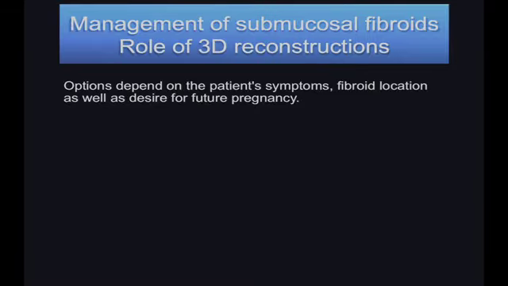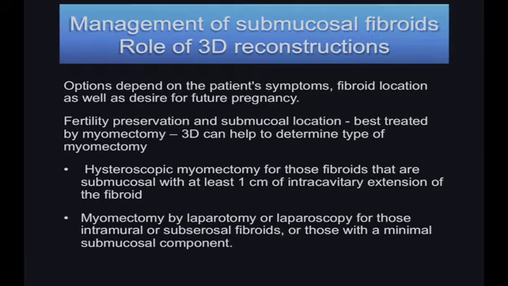So let's just talk a few minutes about the management of submucosal fibroids and what the role of 3D reconstructions would be. The options for management depend on the patient's symptoms, fibroid location, and desire for future pregnancy. And in a patient who desires fertility preservation and there's a submucosal location, the fibroid is best treated by myomectomy. And 3D can help us determine the type of myomectomy that needs to be performed.